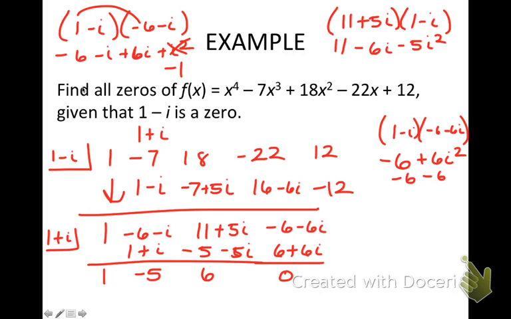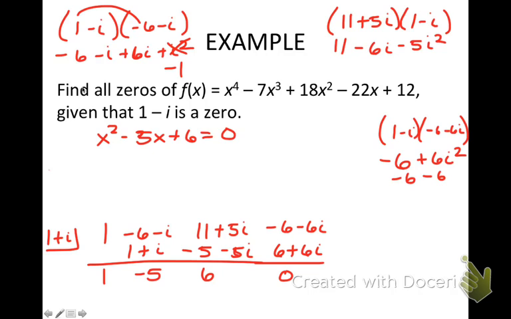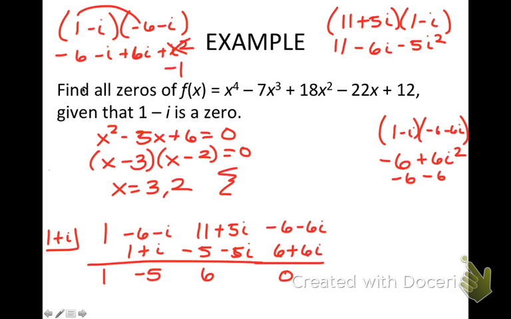Nice. So what's the quadratic that we're left with? x squared minus 5x plus 6. Good. Can we factor that? Negative 3, negative 2. So we get x squared minus 5x plus 6 equals 0, which goes to x minus 3, x minus 2. So my two real zeros are what? 3 and 2. So all of my zeros would be 1 plus or minus i, and then 3, and then 2.